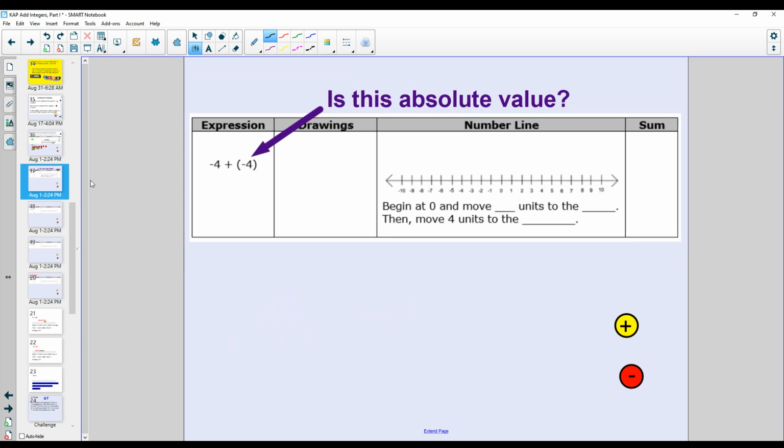Let's practice another example. -4 plus -4. These are parentheses. These are not absolute value bars. The reason why we use parentheses, if I had written a problem like this way, is this easy to read? I don't think so. But when you put parentheses around it, can you see the two numbers easily? The two integers? I can.